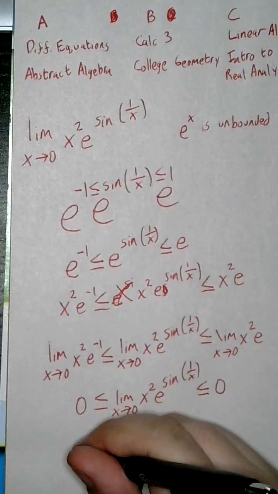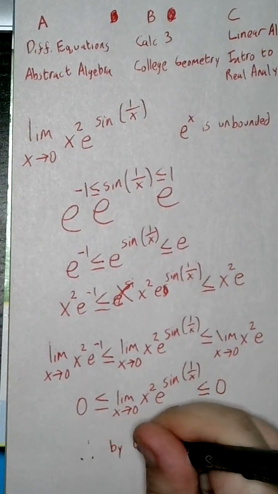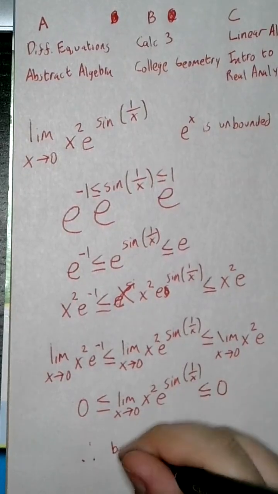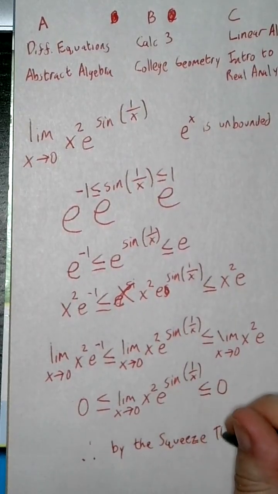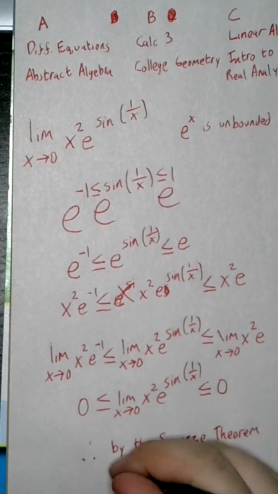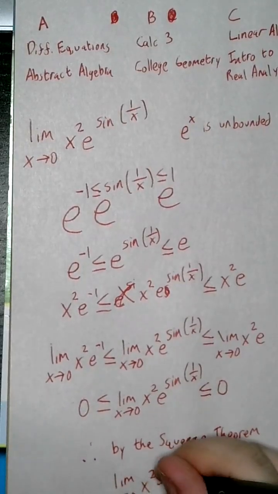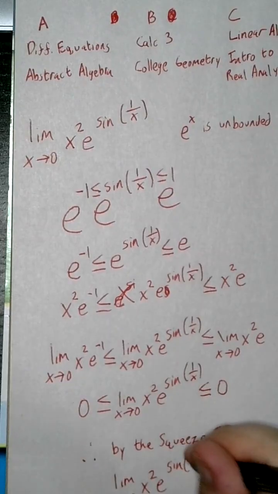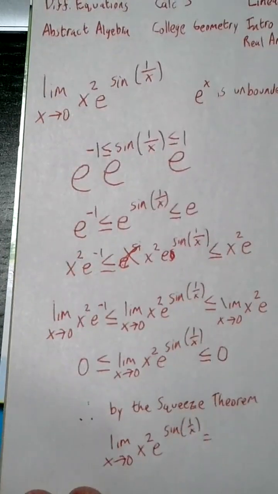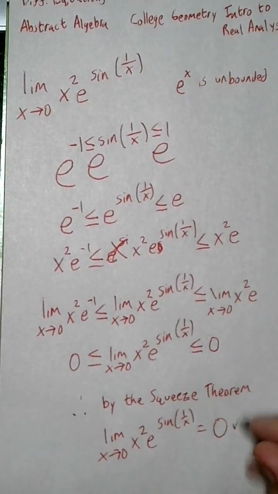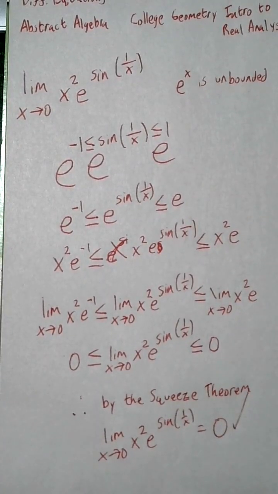So therefore, by the power of the squeeze theorem, the limit as x approaches 0 of x squared times e to the sine of 1 over x is equal to, so the answer is 0. Yes. And that is it. That is the squeeze theorem.